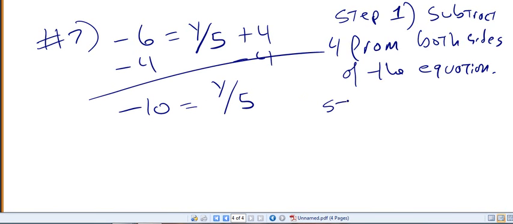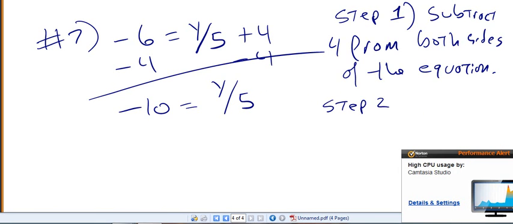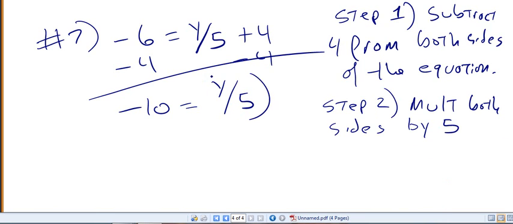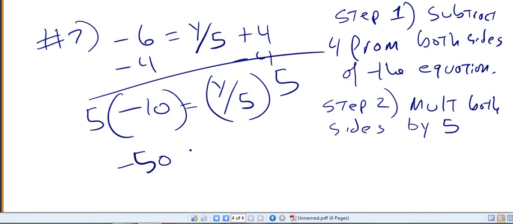So now step 2, I'm going to multiply both sides by 5. So multiply this side by 5. I'm going to multiply this side by 5. So this is going to become a negative 50. And then these 5s are going to cancel, so I'm just left with y. And that's my final answer.